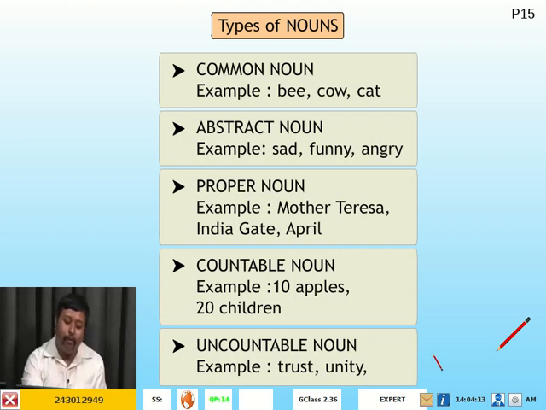Then we have proper nouns. Proper nouns are what? The naming words, pure naming words. So it would be what? Mother Teresa, India Gate, April. Countable noun. I have just explained to you all what is countable noun. Things that we can count. 10 apples, 20 children. Then uncountable nouns are what? Qualities, things like that. So trust and unity, these things would be what? Uncountable nouns. Did everyone understand?